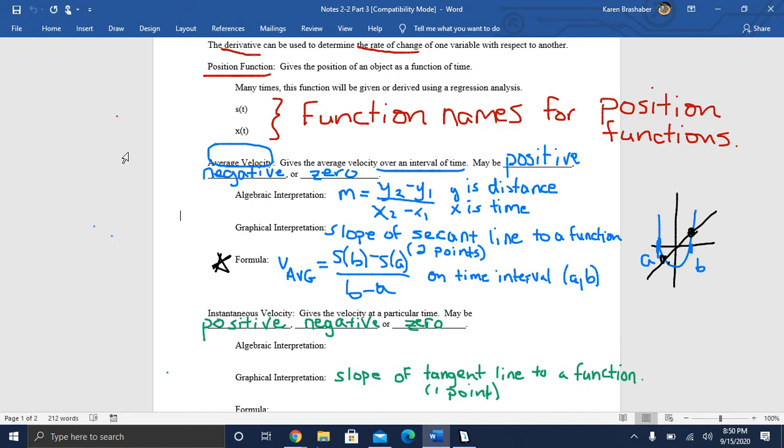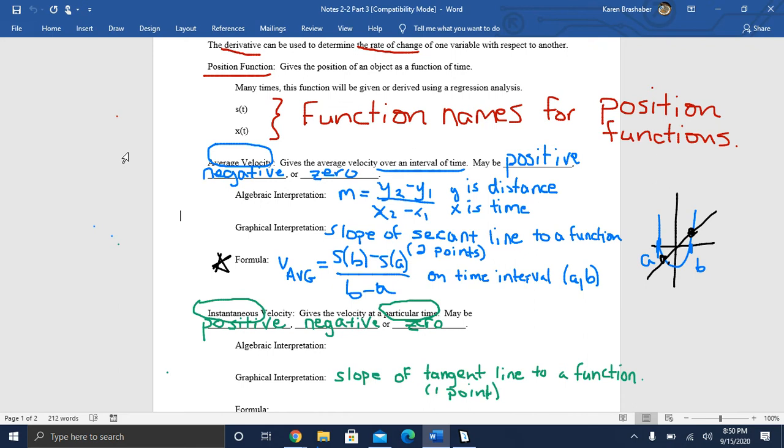For calculus purposes, though, we can do more with less information. And so we don't need to know an interval of time. We can actually find the velocity, called instantaneous velocity, at a particular time. So in algebra, you have to know an interval of time. With calculus, you don't need an interval. You can find the velocity at a certain point in time, and that's called instantaneous velocity.